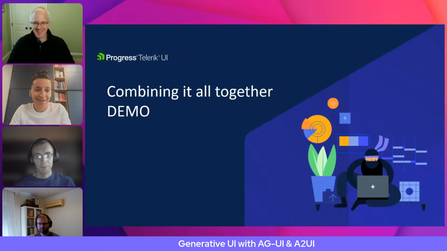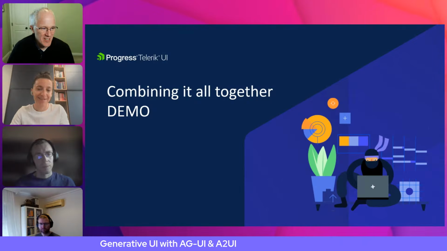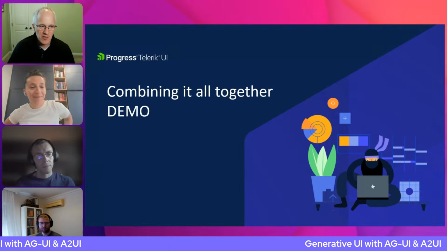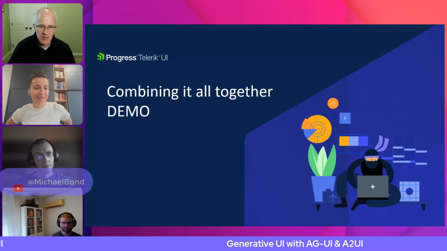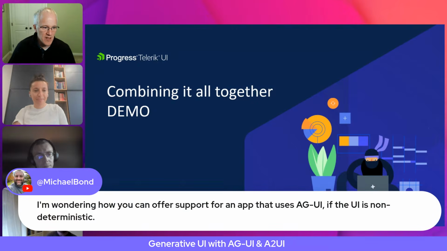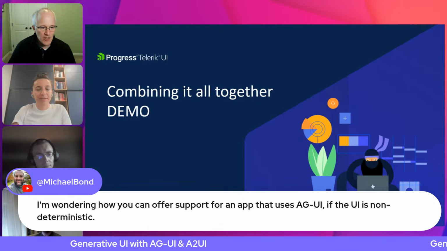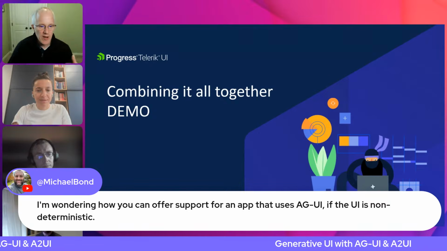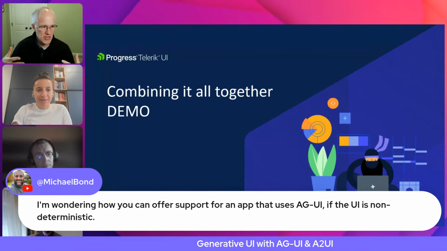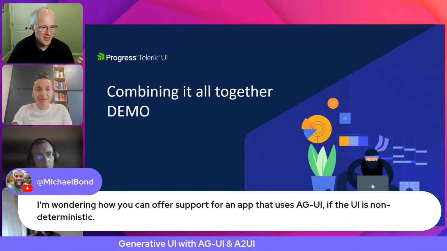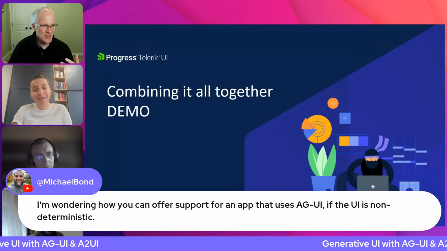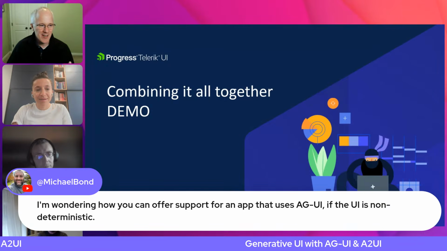Yeah, it's interesting the types of experiences that this now enables. I know there were some comments earlier about shipping these kinds of apps and building these kinds of experiences. Like Michael Bond had commented earlier about wondering how you can offer support for an app that uses AG-UI or A2UI like this if the UI is potentially very non-deterministic. Like the AI is really determining in this case what UI to show to the user. So how do you ensure quality?